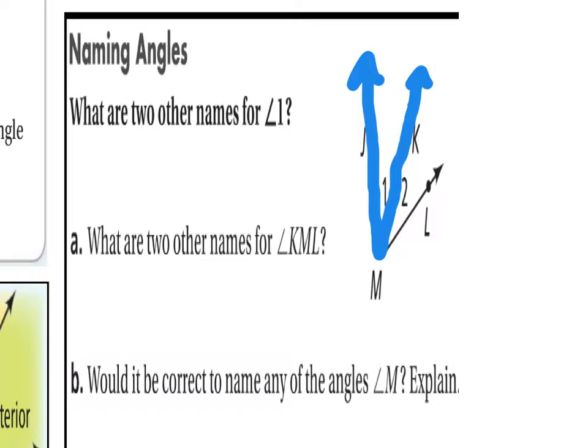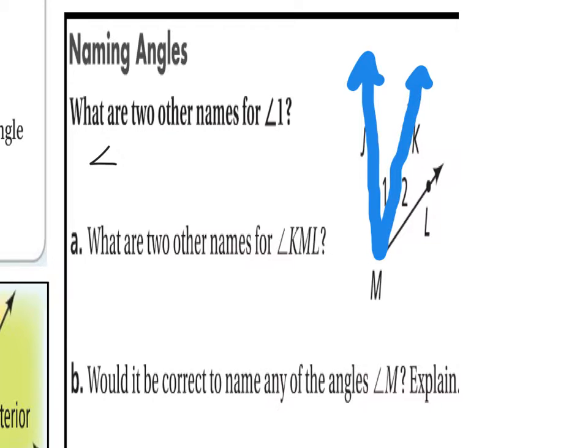So the real question here is, can I name this with only angle M? Well, no, I can't, because there's two angles here. Does angle M refer to the left angle, the right angle, or the whole angle? Because there's two angles here, I cannot do that. So my two other names have to be three letters.